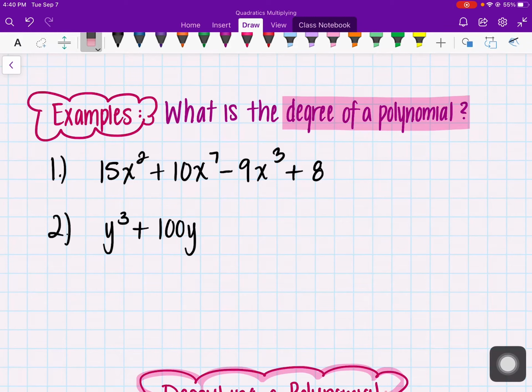All right, you guys, so we're going to go ahead and get started in our examples here. This is lesson 1.12. We actually did it the same day. But in this case, we're taking a look at a few examples here. We want to go ahead and talk about the degree of a polynomial.